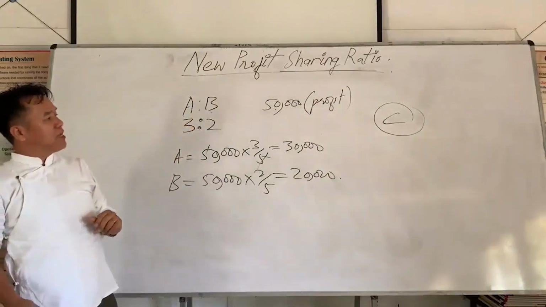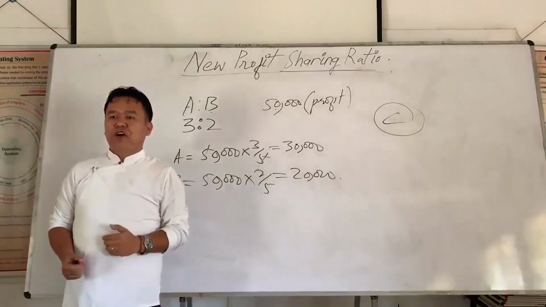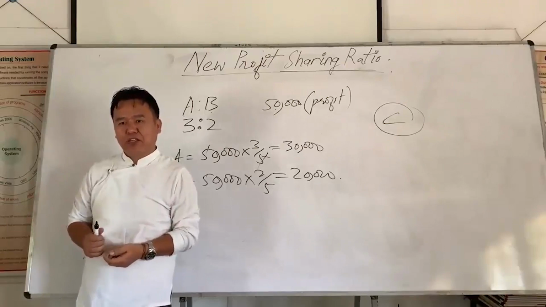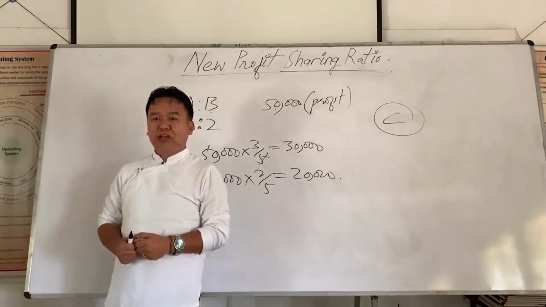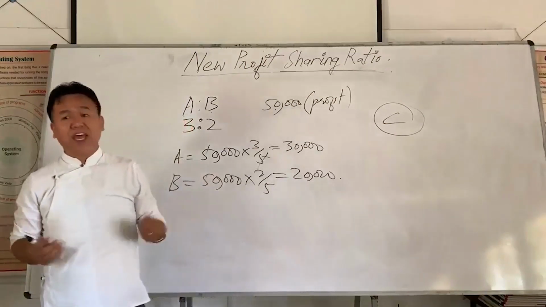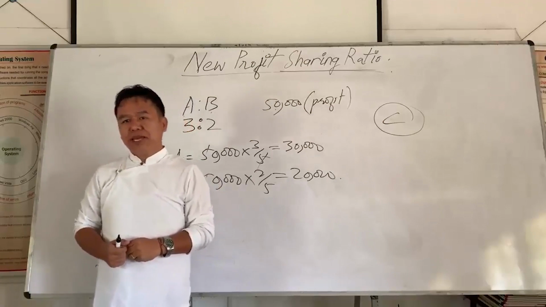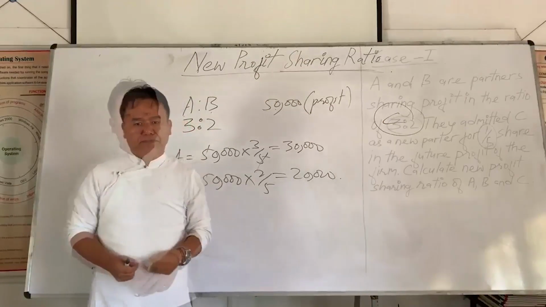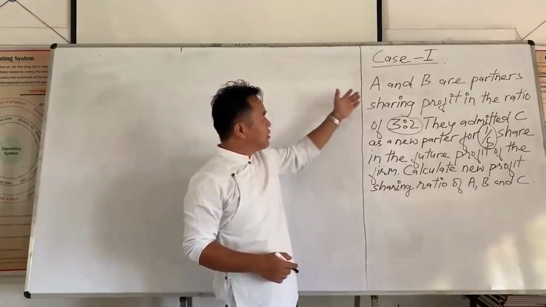Now, coming to the main topic, that is the accounting treatment of new profit sharing ratio. I mean, how are we going to calculate it? In order to calculate new profit sharing ratio, we have two main cases, but I'm going to make it four in order to make you understand better. Here we have case number 1. First, I'll read the question.